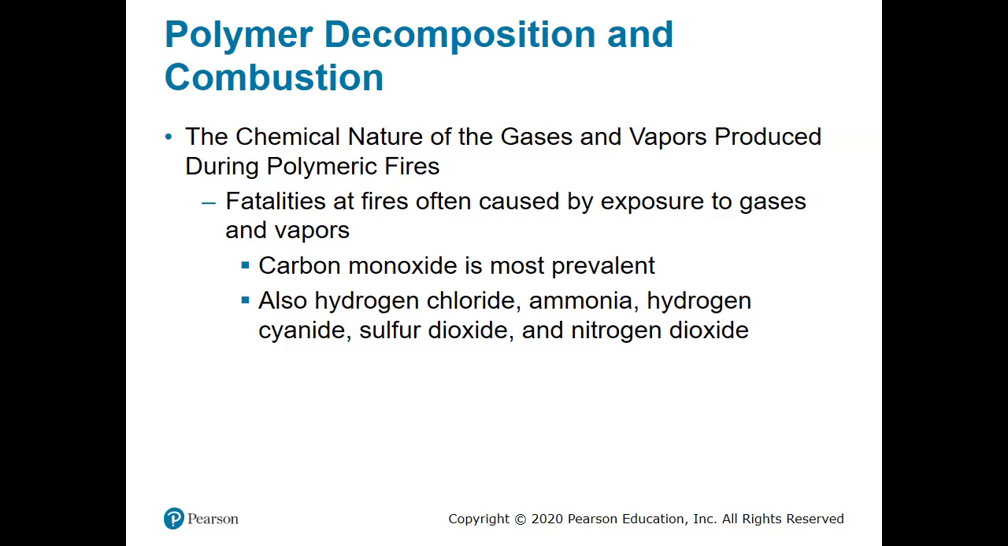So if it contains chlorines, hydrogen chloride, which we know is a particularly nasty gas that is also a corrosive, that can be involved. We can find ammonia anytime there's nitrogen involved. We can find hydrogen cyanide, those acrylonitrile compounds that have the cyanide group on them. Hydrogen cyanide can come off when they burn. Sulfur-based compounds can come off, like sulfur dioxide. Nitrogen dioxide can come off when we have nitrogen-based products as well. So you get those amines and those amides, we can see things like ammonia and nitrogen dioxide coming up.